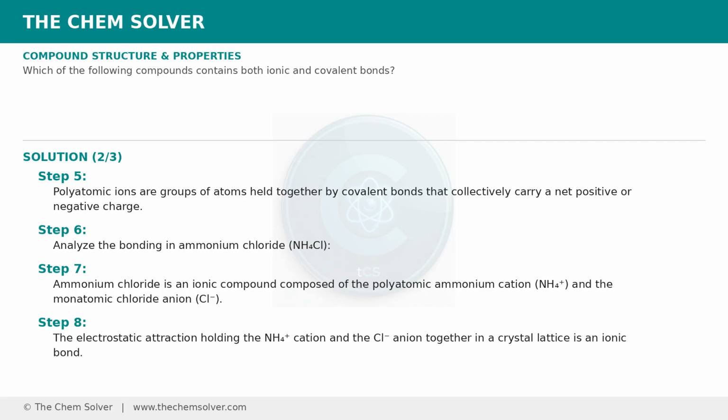Analyze the bonding in ammonium chloride. NH4Cl, ammonium chloride, is an ionic compound composed of the polyatomic ammonium cation, NH4⁺, and the monatomic chloride anion, Cl⁻. The electrostatic attraction holding the NH4⁺ cation and the Cl⁻ anion together in a crystal lattice is an ionic bond.